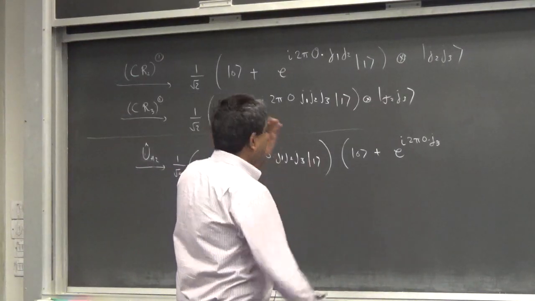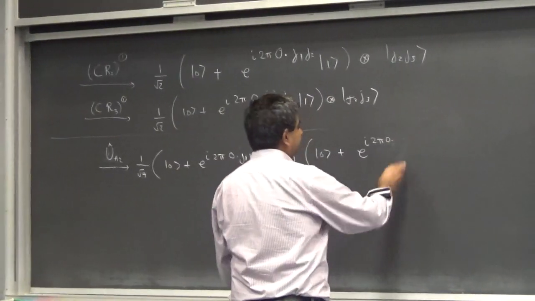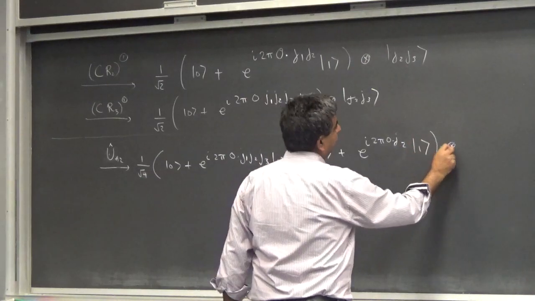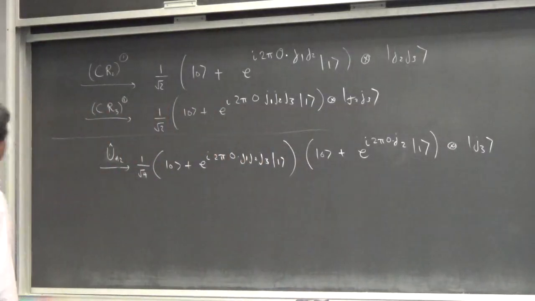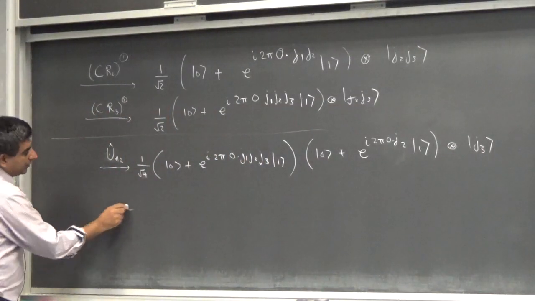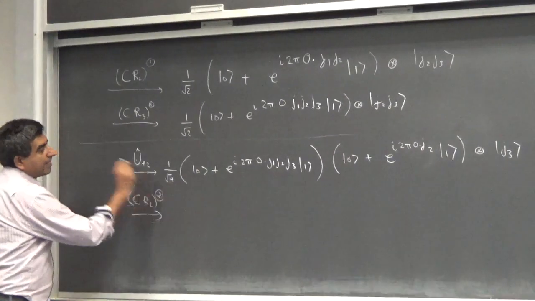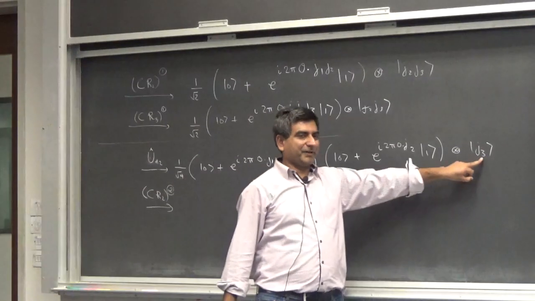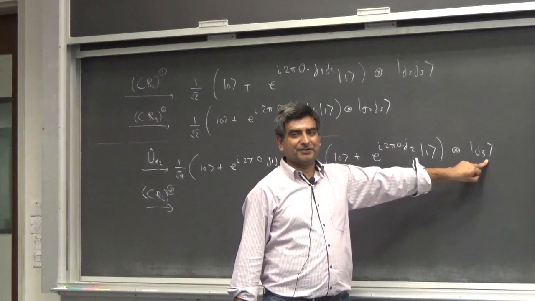So after the Hadamard is applied to the second qubit, we have |J2> in the state, and the third qubit is still in the state |J3>. Now I'm going to apply a controlled R2 rotation on the second qubit. That second qubit is controlled by the third qubit, and it's an R2 rotation.